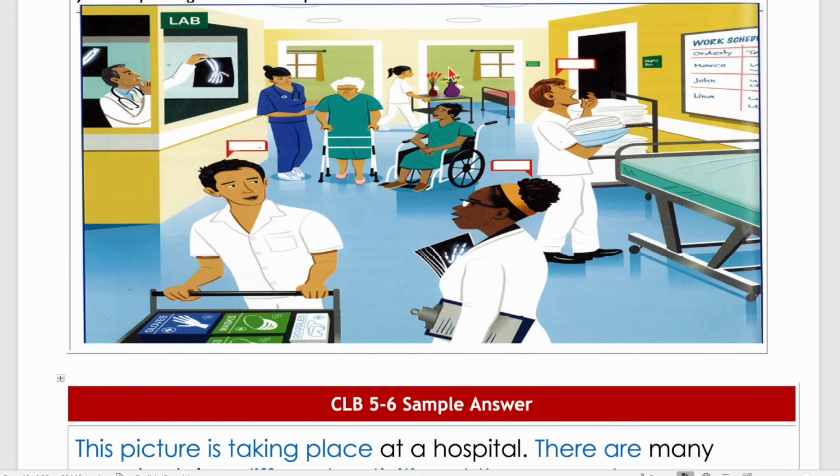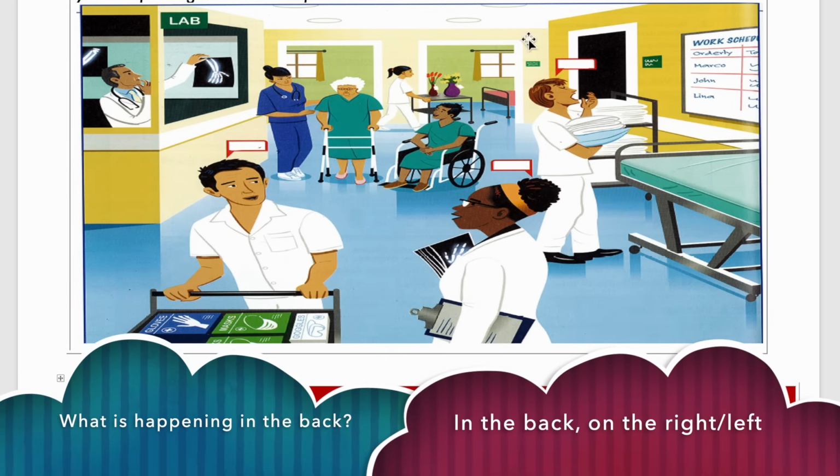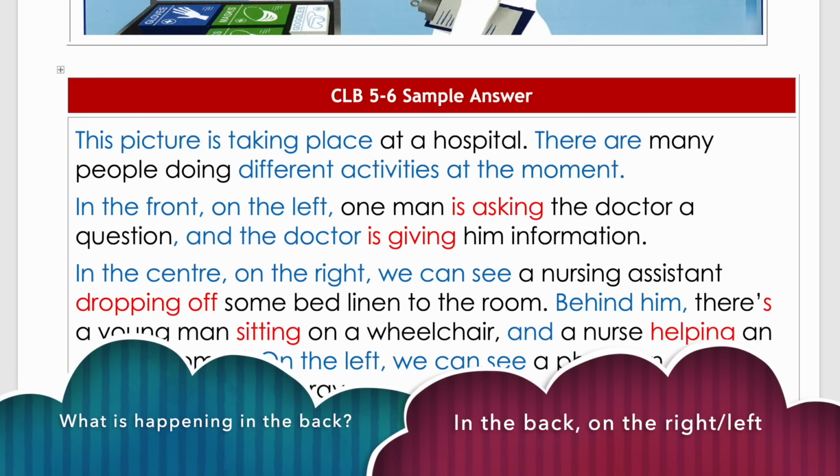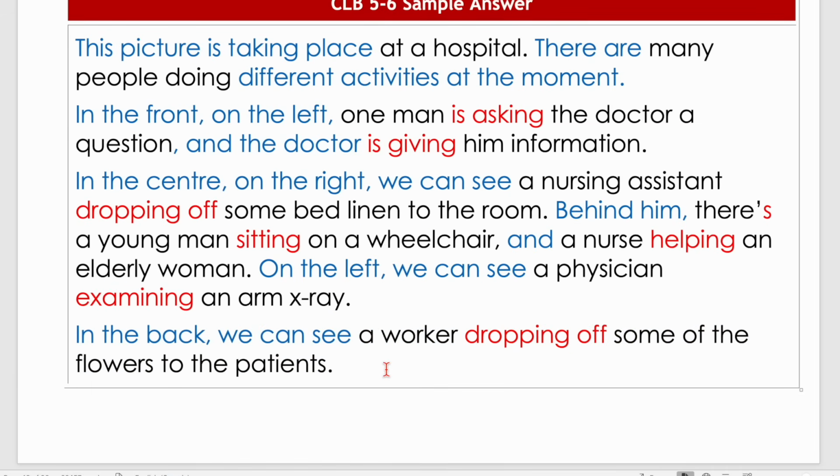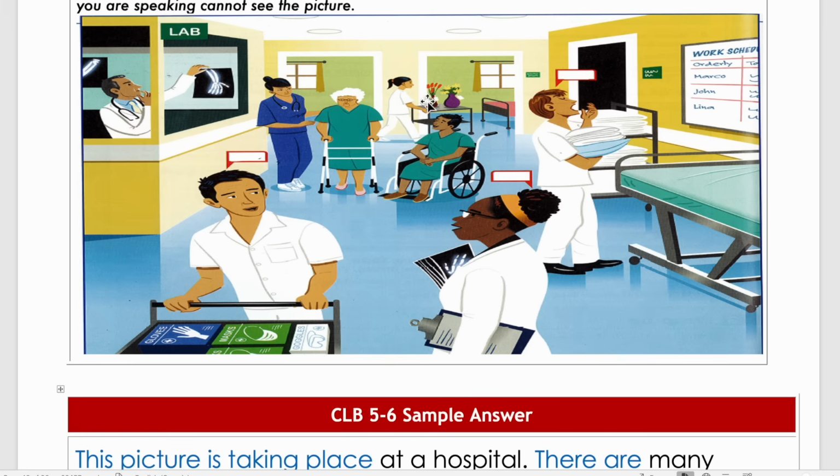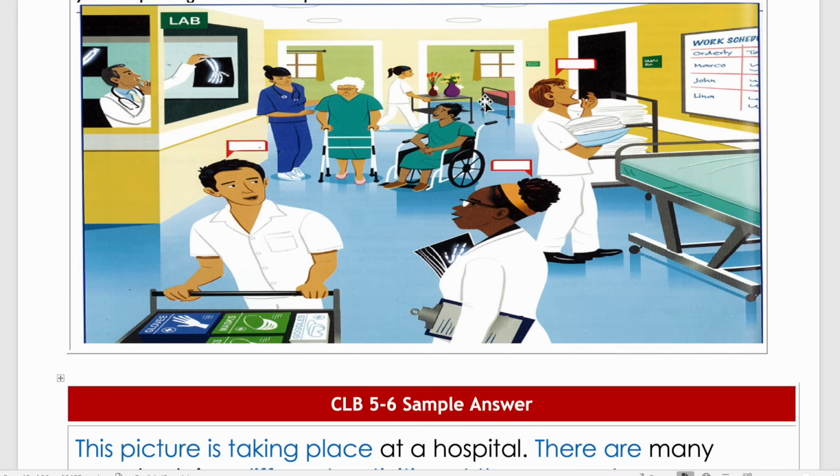So now we should just get to the back over here at the back. What's happening in the back? In the back, we can see a worker dropping off some of the flowers to the patients. Very good.